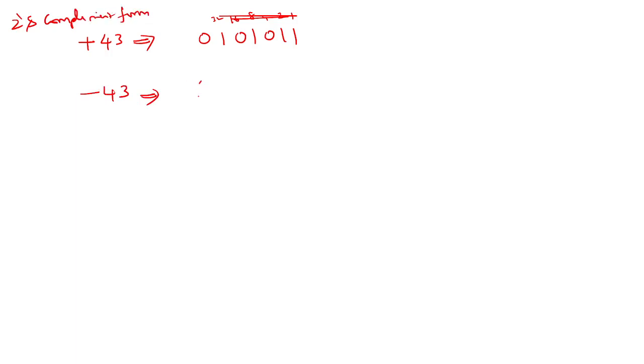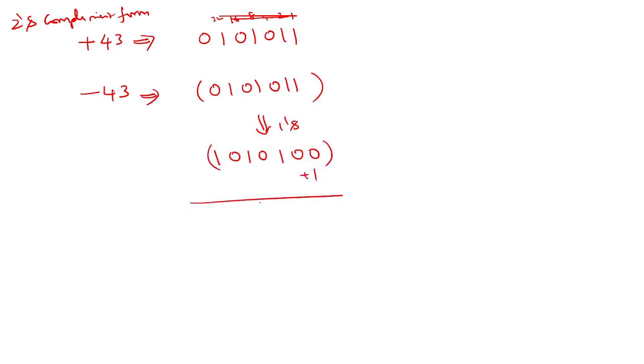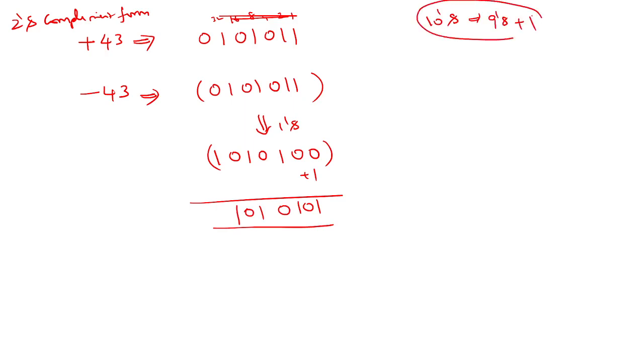First, what will you do? You take plus 43 representation 0101011, and take the 1's complement. So 1010100, add plus 1 to this, right? So 1010101. Similarly, if somebody asks you 10's complement, take 9's complement, add 1 to this. Okay.